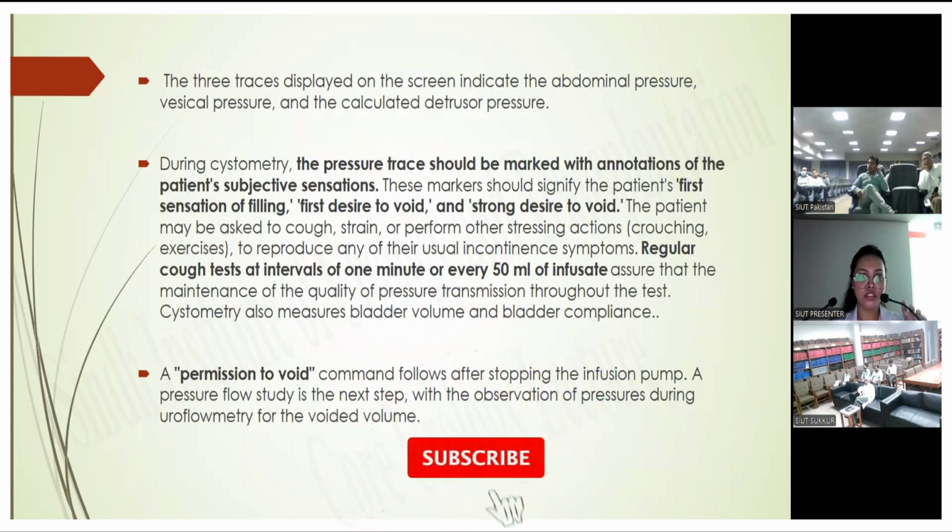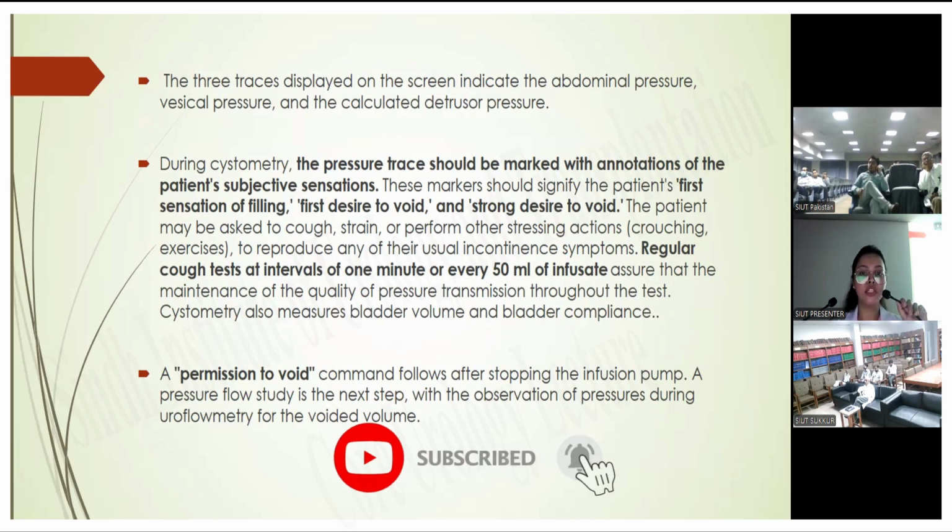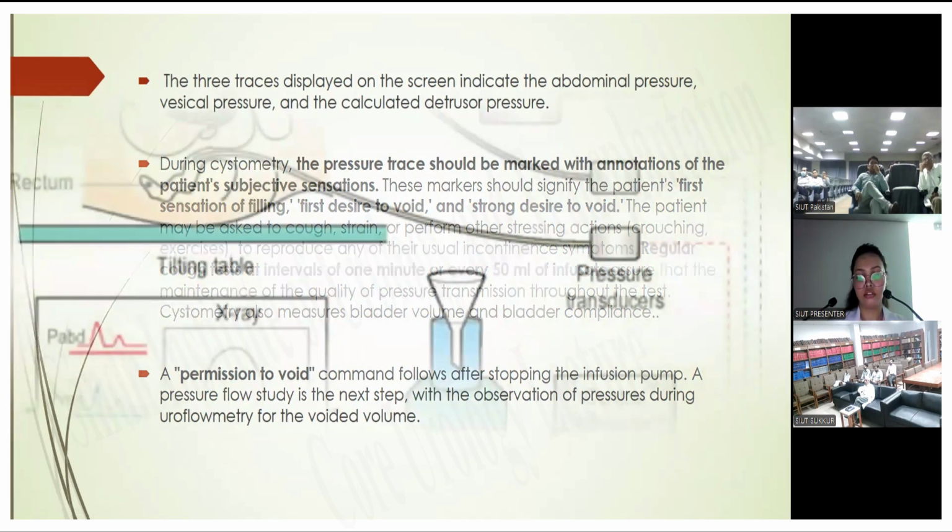One thing is that during cystometry, the pressure traces should be marked with annotation of the patient's subjective sensation. These include the first sensation of bladder filling. We note the volume at which the first sensation occurred, the volume and pressure at first desire to void, and when the patient has a strong desire. A regular cough test at an interval of 1 minute or every 50 ml of infusate assures the maintenance of quality of the pressure transmission throughout the test. So we should also have these cough tests during the UDS.